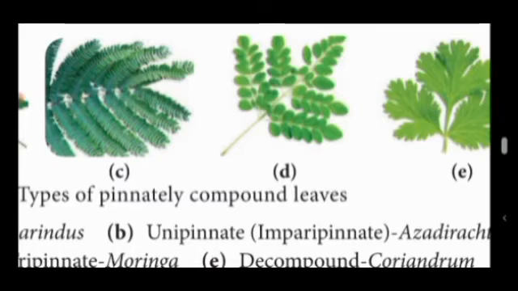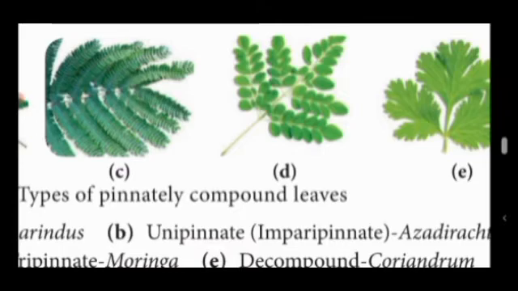The next type is tripinnate, when the rachis branches thrice. The primary rachis gives rise to secondary rachis. The secondary rachis again produces lateral branches, that is, tertiary rachis. The tertiary rachis contains the leaflets. Example: moringa. Here the rachis branches thrice.